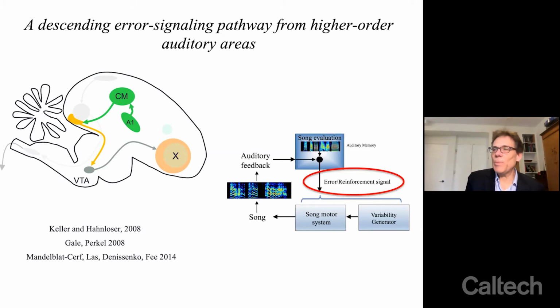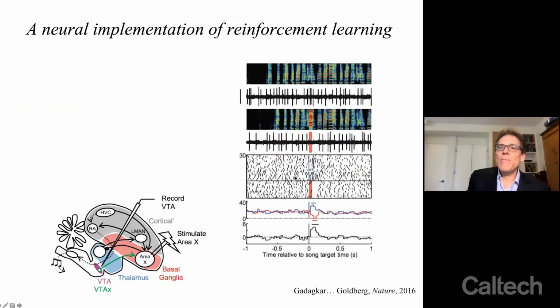Now, the best evidence that this pathway actually can serve as a reinforcement signal for vocal learning comes from a beautiful study from Jesse Goldberg's lab. Vikram Gadekar, a postdoc in Jesse's lab, used antidromic identification to find and record VTA neurons that project to Area X. They then played noise bursts targeted to a particular syllable during the song of a bird while it's singing. But they played that noise burst on a random 50% of song renditions to trick the bird into thinking it made a mistake on those renditions.